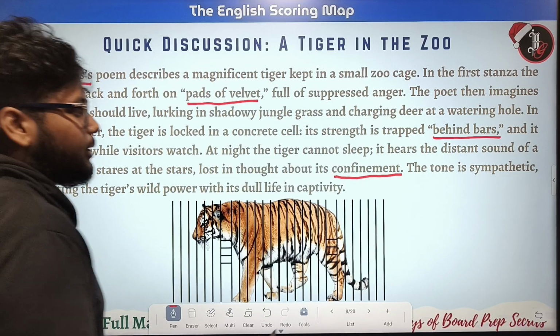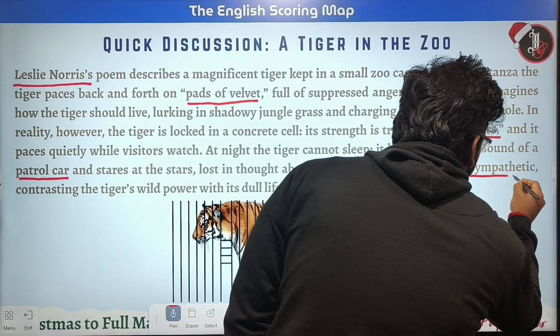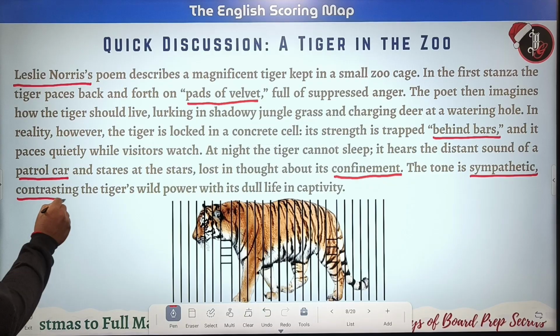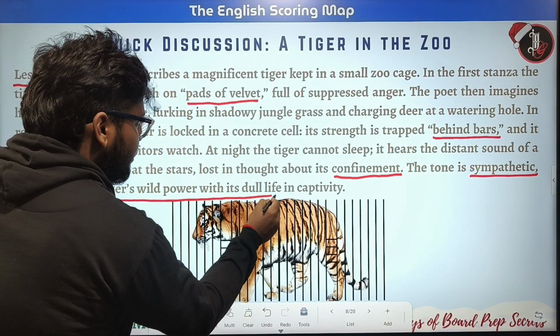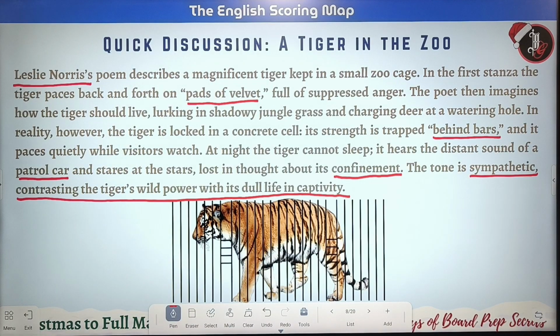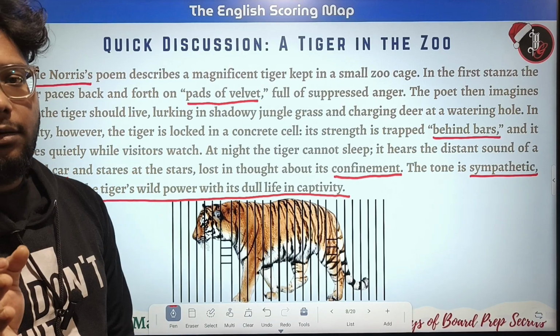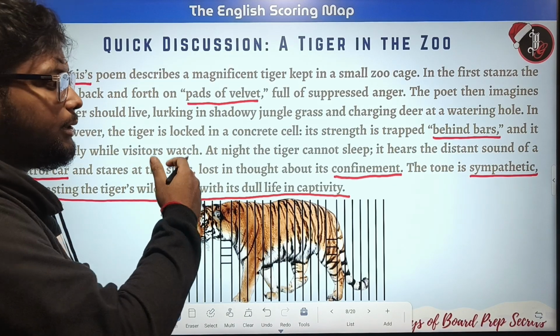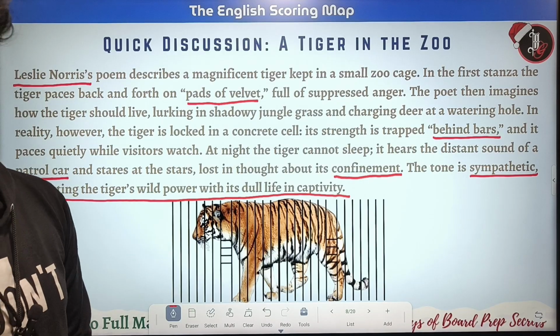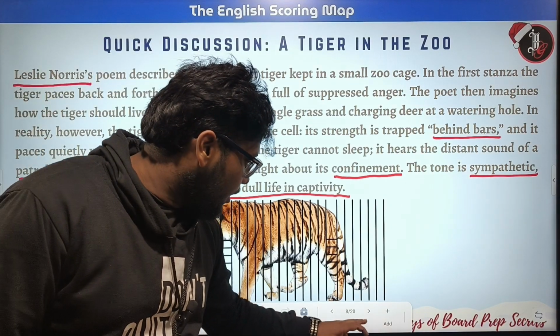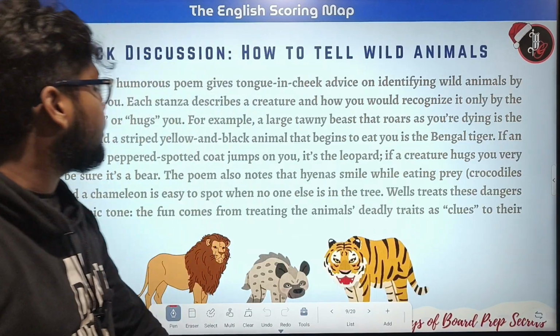You can just mark out these words: sympathetic, and contrasting the tiger's wild power with its life in captivity. This is a very important line. You can use it with any answer and just conclude any answer of this poem with this line. I hope it's clear. Take a screenshot. Moving back, next slide.